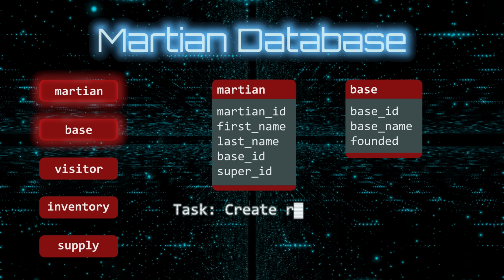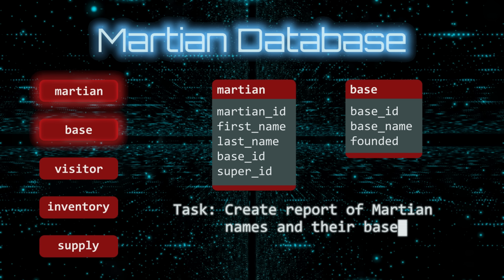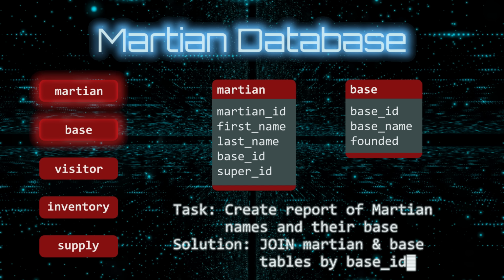Suppose you need to generate a report listing the full names of all Martians and the name of their home base. How would you do it? The Martian name is in the Martian table, while the base name is in the Base table. The solution is to join these two tables together by the base ID.